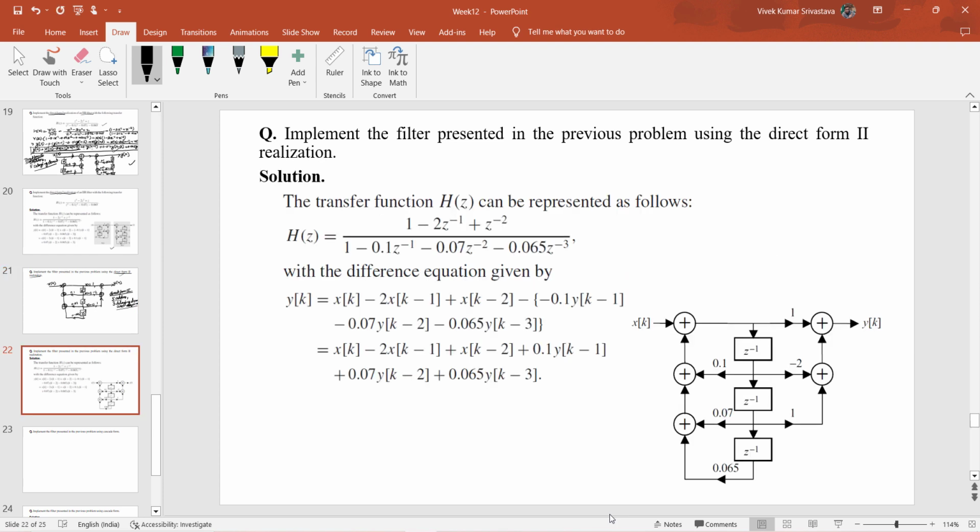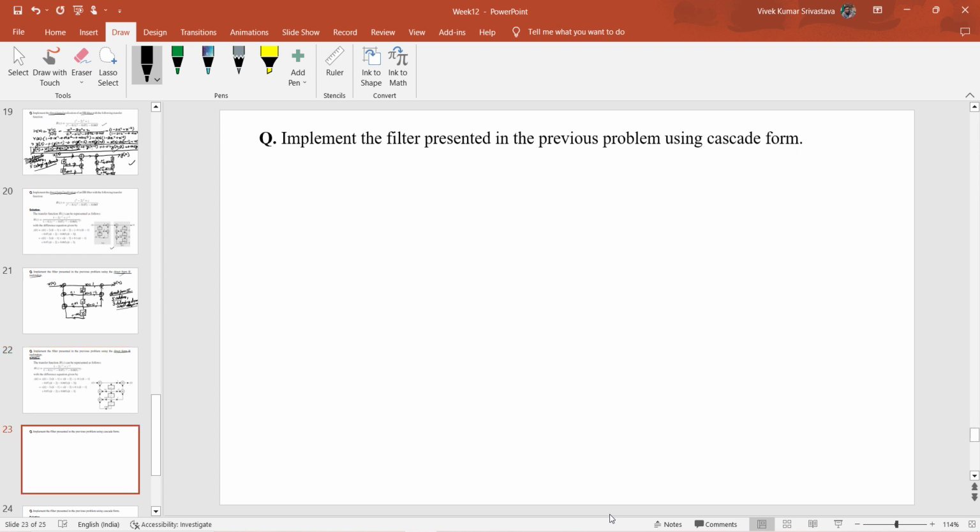So here is the next problem, oh sorry, here is the solution of the previous problem, that is direct form 2 realization. So now the next problem is, implement the filter presented in the previous problem using the cascade form. Okay, so now we have to basically realize this same filter by using another technique, that is the cascade form.